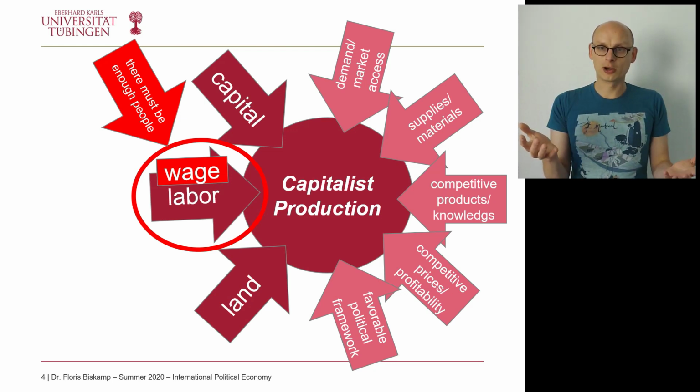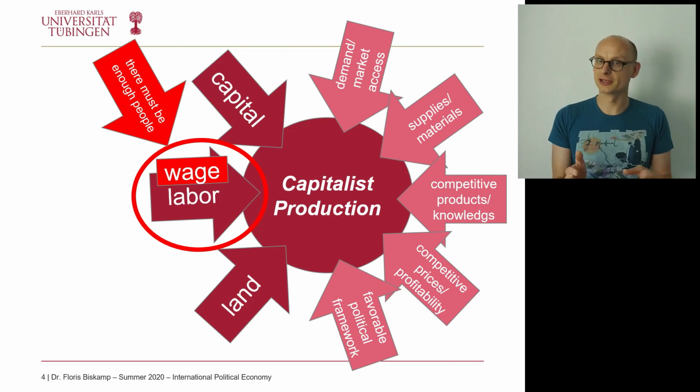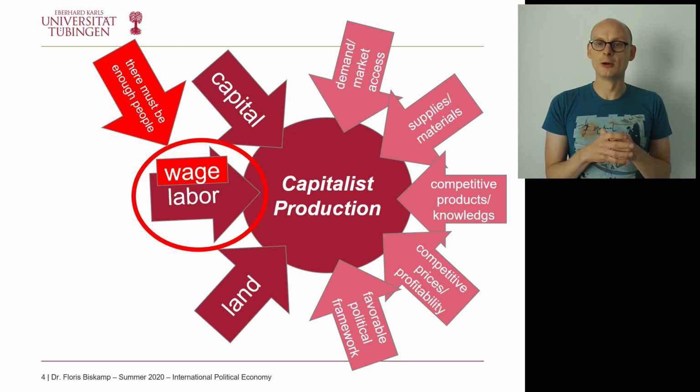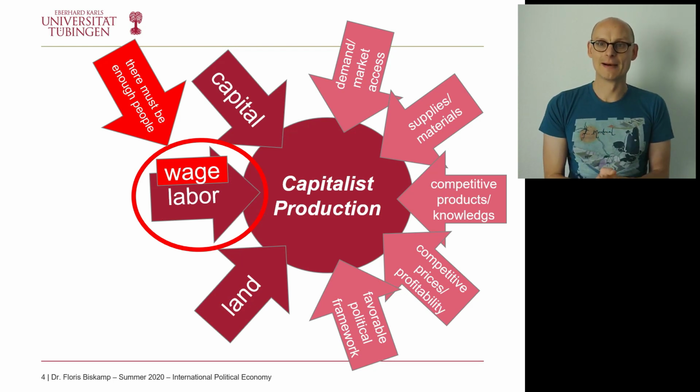So to have workers, what do you need? First of all, you need a lot of people. And typically this is by far the majority of the population that acts as workers in an economy. So first of all, for capitalism to work, you need people. So without people, there will be no capitalism.